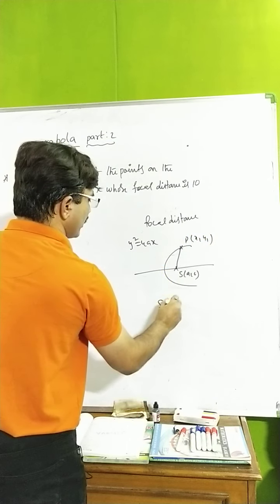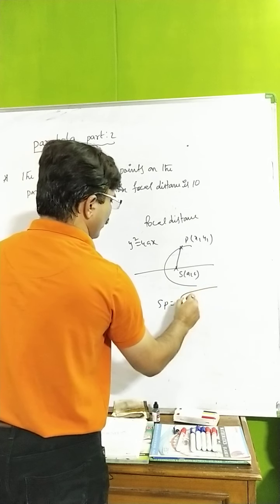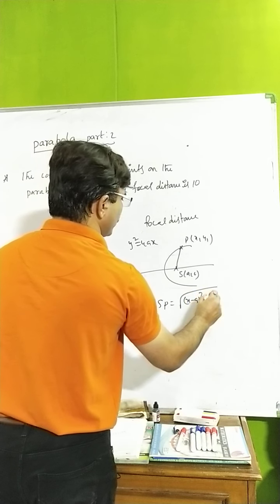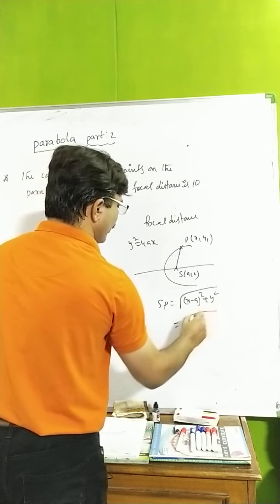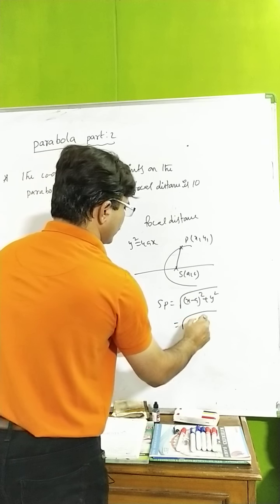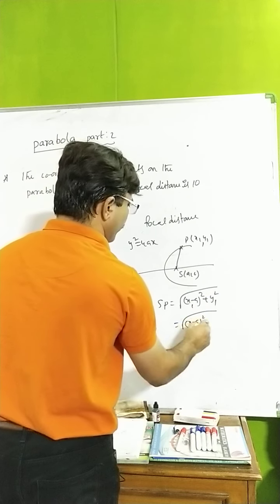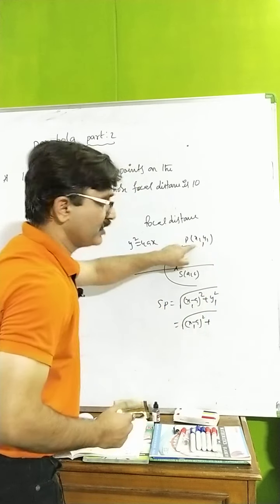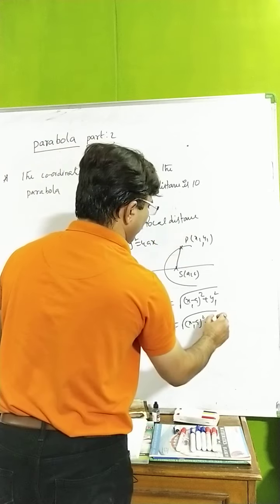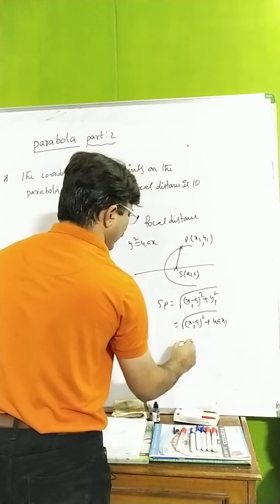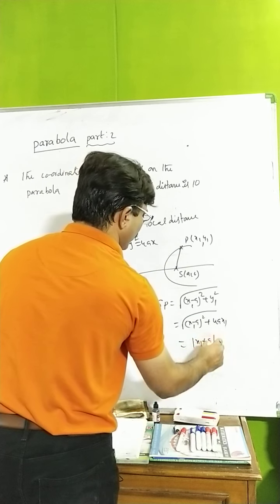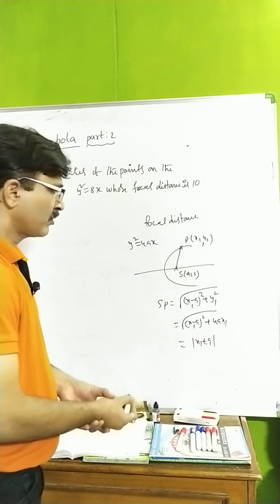What is SP? SP is equal to the square root of (x1 minus a) whole square plus y1 square. Since this point lies on the parabola, y1 square is 4ax1. So finally you will get x1 plus a as the focal distance, right?